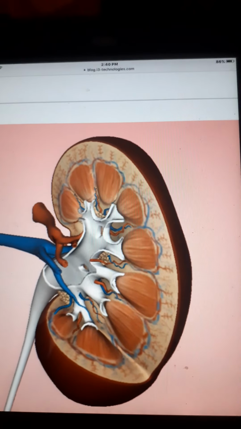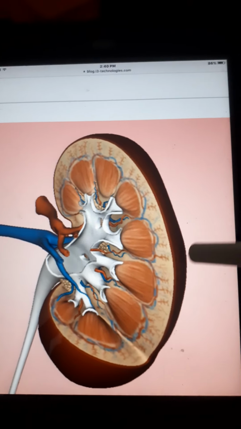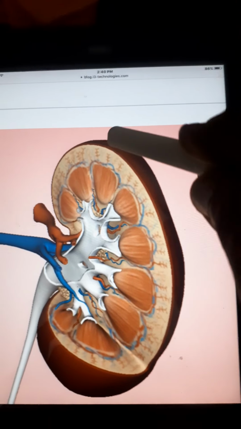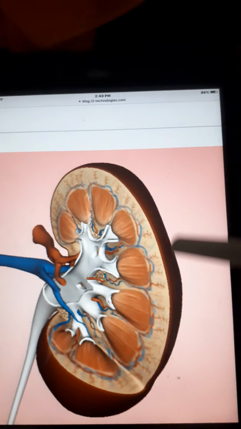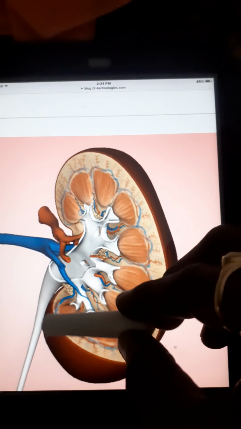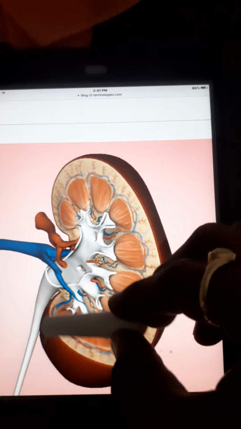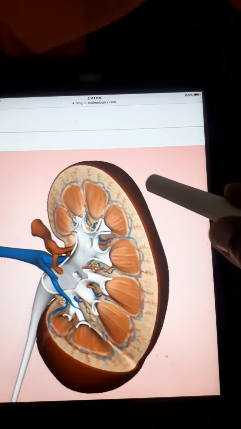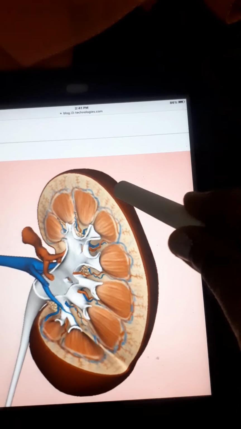If you see the shape of a kidney, this shape is called convex shape, because it is a dome shaped structure. And internally, it is a concave structure, cave like, a concavity. So this is the concave feature of the kidney, and this is the convex feature of the kidney.